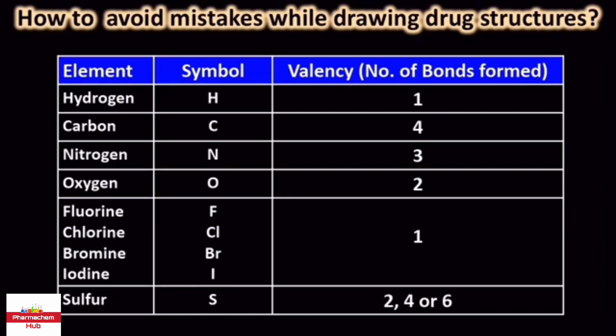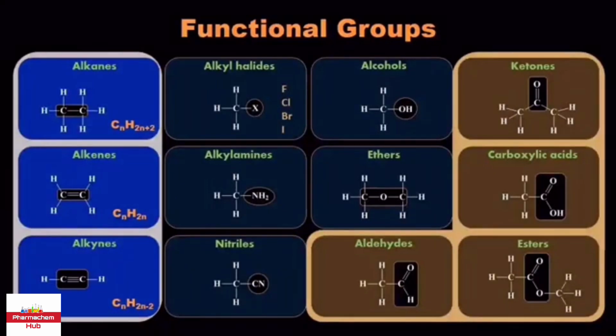So while drawing the structures, make sure you have completed the valency of all the elements, so you can avoid the mistakes while drawing the drug structures. Then, after valency, you should have knowledge about the different functional groups in organic chemistry, like alkanes, alkenes, alkynes, alkyl halides, alkyl amines, nitriles, alcohols, ethers, aldehydes, ketones, carboxylic acids, esters, amides, carbamic acids. It will help you to remember the drug structures.